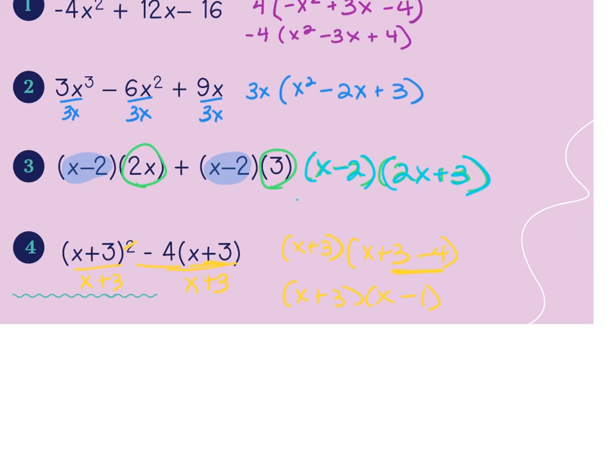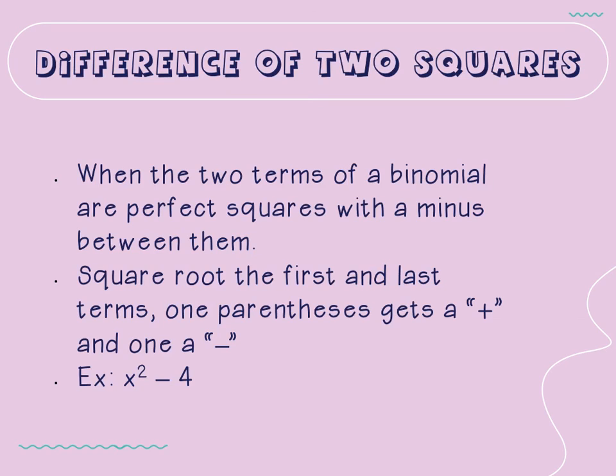Questions on those? Next is the difference of two squares. So this name tells you exactly what it is. Difference, which means a minus, and then 2 squares means 2 perfect squares. So when the two terms of a binomial, this can only have 2 terms, are both perfect squares, and there's a minus between them, it's called the difference of 2 squares.